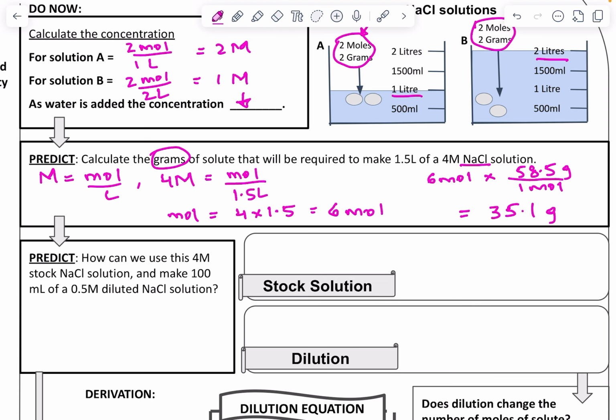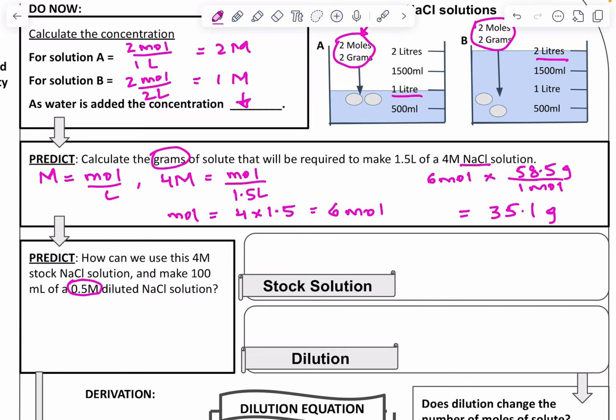So let's say you have already made this solution, and now you are asked to dilute the solution. And the new solution that you want is supposed to have a concentration of 0.5 molar. So take a moment and just predict, what would you do to dilute this solution? What are some thoughts?